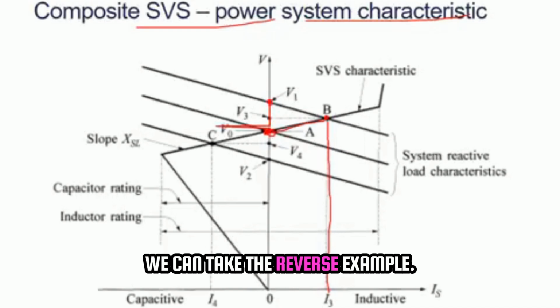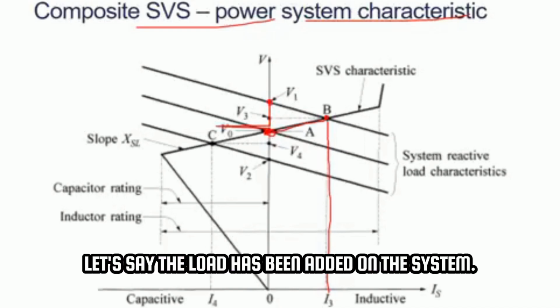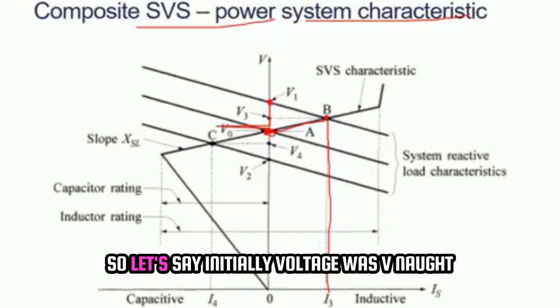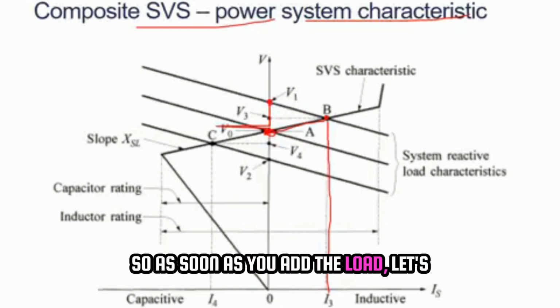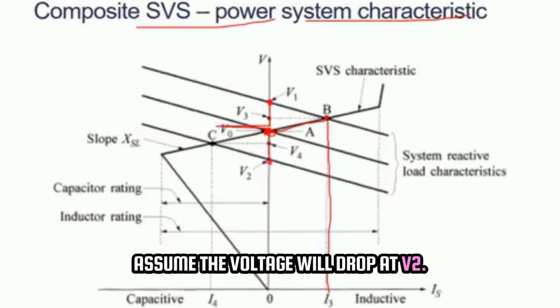We can take the reverse example. Let's say the load has been added to the system. Initially the voltage was V naught and you have added the load. As soon as you add the load, let's assume the voltage will drop to V2.